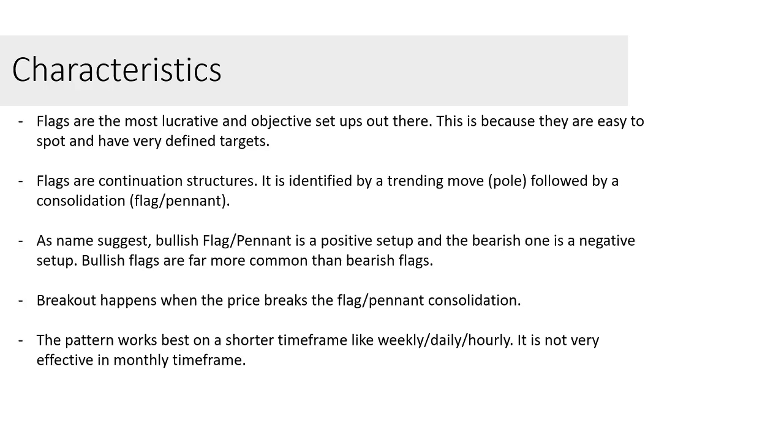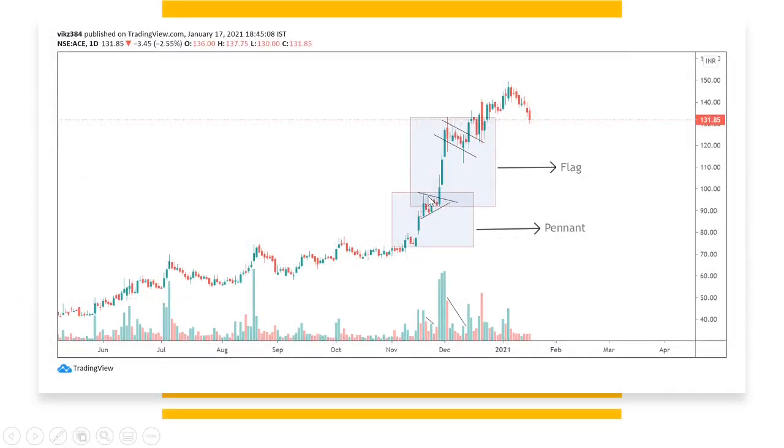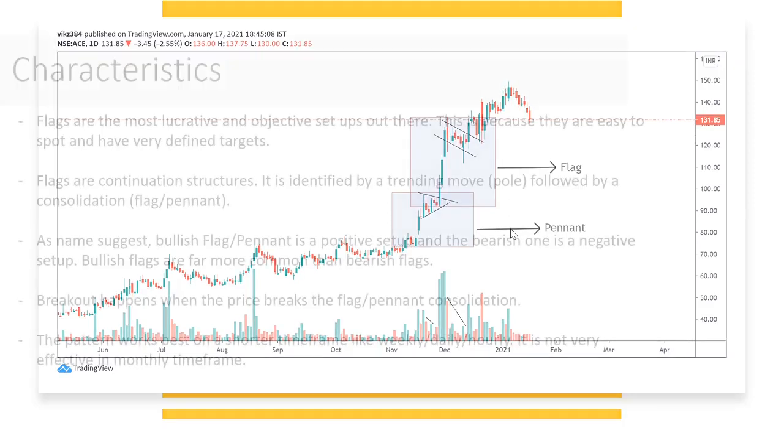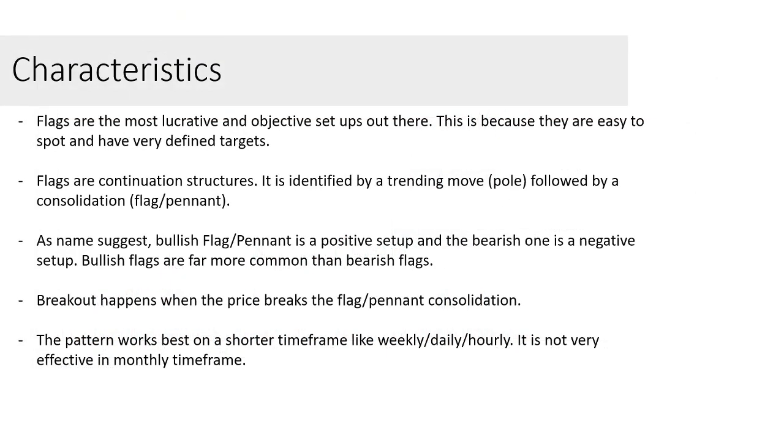Now let's understand the characteristics quickly. So flags are most lucrative and objective setups, as I said. This is because they are easy to spot and have very defined targets. Flags are continuation structures. As we saw here, this move is continued here. Similarly, this up move is continued here. So it is called a continuation structure. This is not a reversal structure. If a flag forms, you should ideally be looking to take trades in the direction of the flag and not reverse until and unless the flag fails.